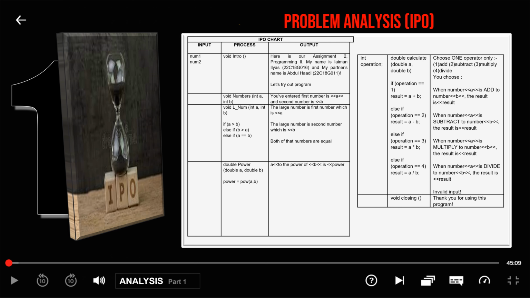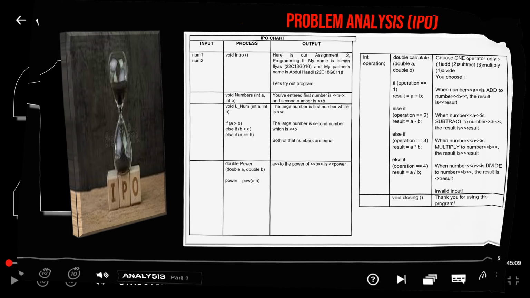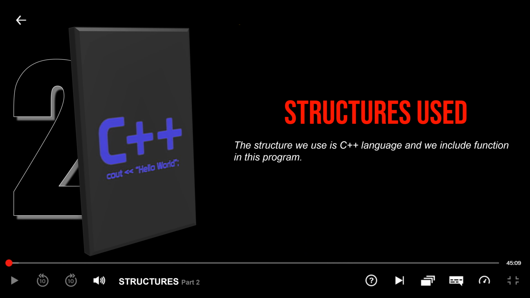While the process is our body of coding in C++, as you can see in the table, but we will explain more about it later. The last one is output, which is a sample output, or to make it easier to understand, output is what will print out. The structure we use is C++ language, and we also include functions in this program.